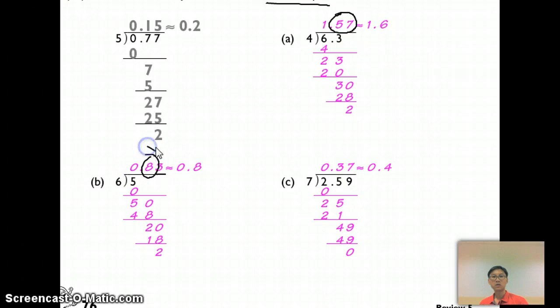So I don't do anything to this, so this one will be 0.8. Okay, 0.3. This is 7, I plus 1, therefore my answer is 0.4. Okay, so you need to work out to at least 2 decimal places, then you can round off.